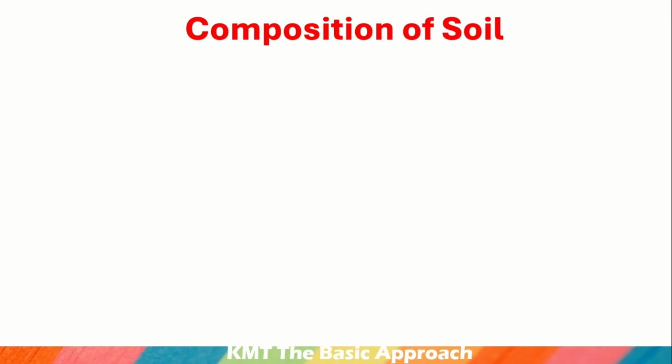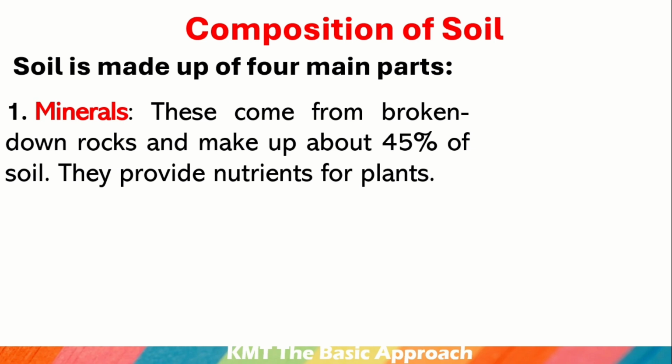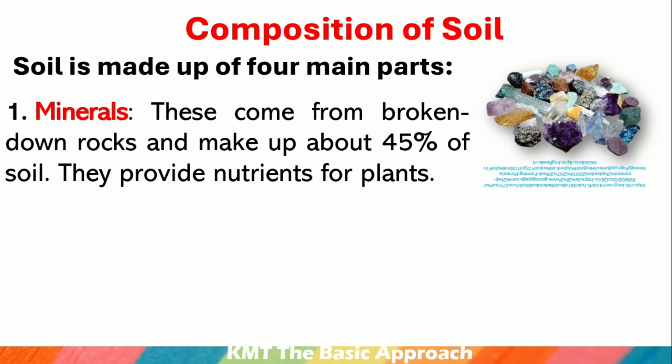Composition of soil. Soil is made up of four main parts, namely, number 1, minerals. These come from broken down rocks and make up about 45% of soil. They provide nutrients for plants.